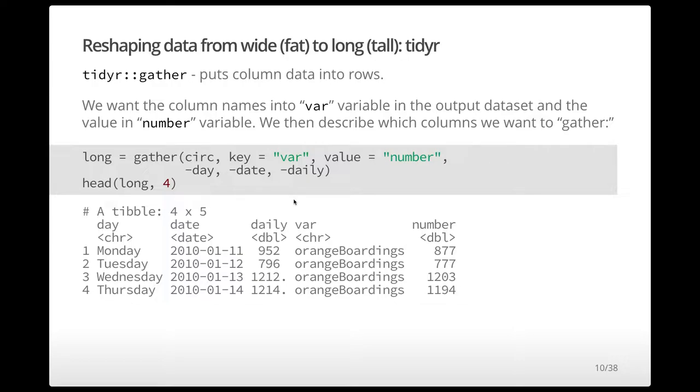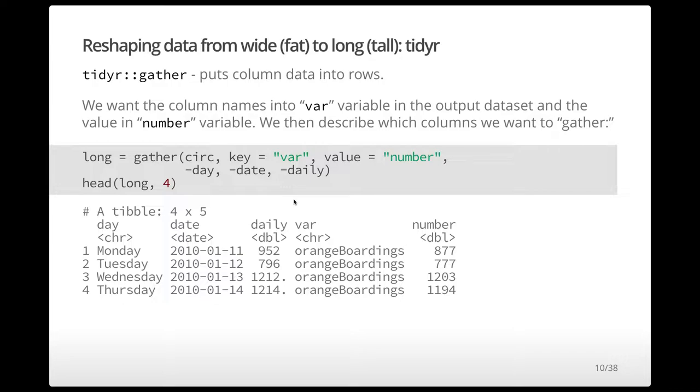Okay, so just like select, you can either select columns by telling it the ones you want, or you can say these are the columns I want to drop. In this case, I'm not dropping them from the analysis, and I'm not dropping them from the data set. I'm just saying when you gather stuff up, leave these out of the gathering process.